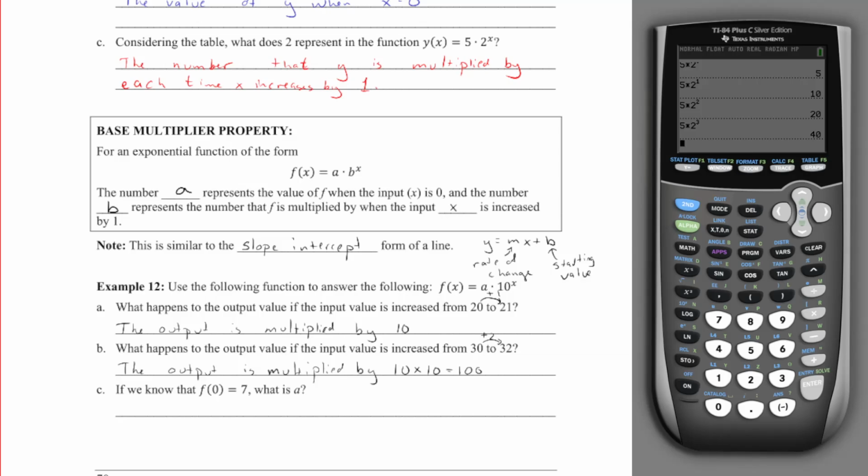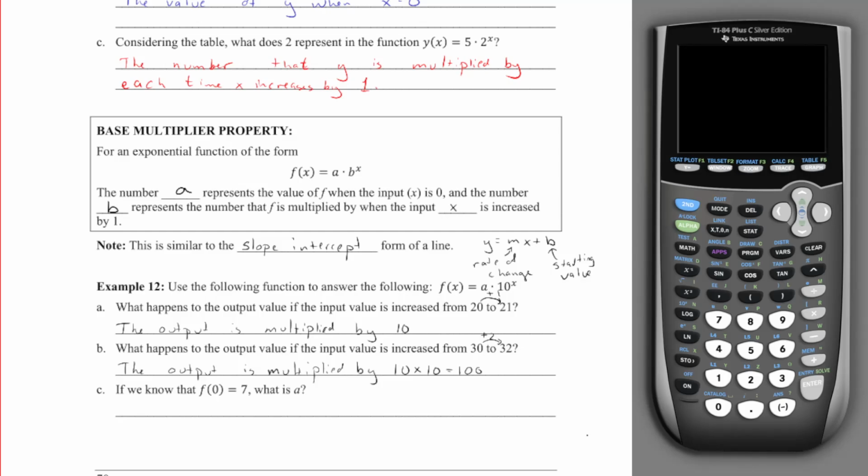And finally, if we know that f of 0 equals 7, that means, well, when x is 0, f is 7. So a, the value of f when x is 0, is 7. This function is actually f of x equals 7 times 10 to the x. If we know the starting value and we know the multiplier, we can immediately write down the function.